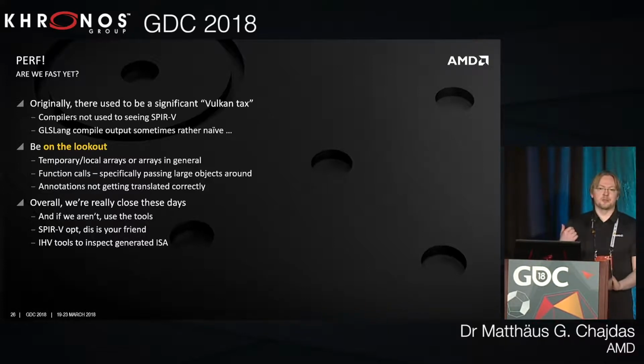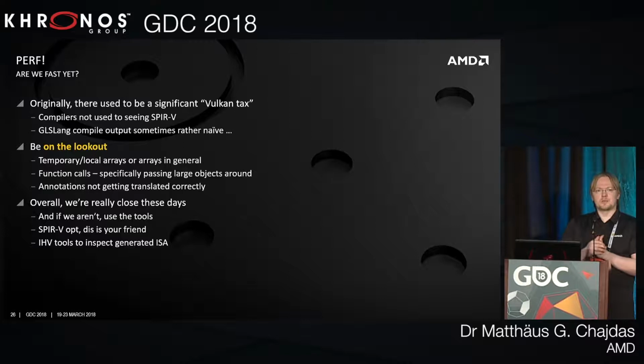And also you have to be on the lookout when sometimes annotations don't get translated correctly. So you pass in, like, unroll, and then after you have mangled it through 3 different compilers and 4 different optimizers, your unroll might have not made it through to the final SPIR-V. That's something you should be on the lookout for. But overall, I would say we are very, very close.